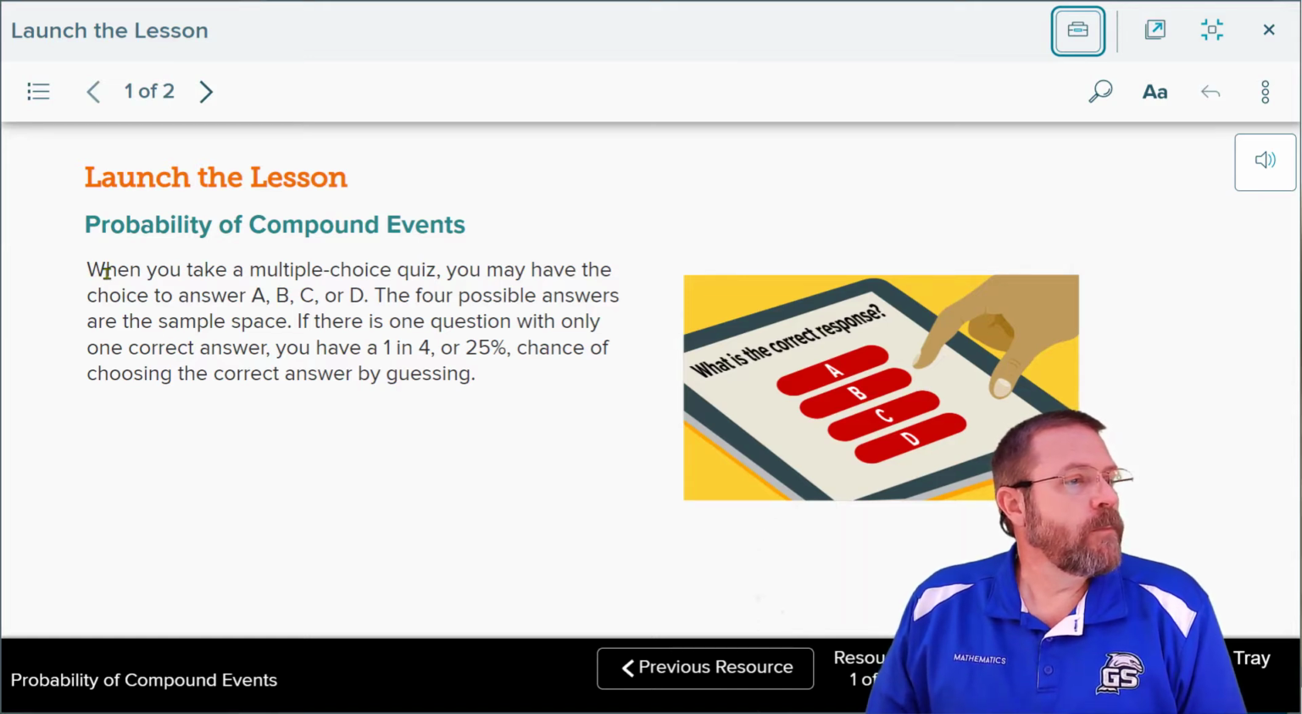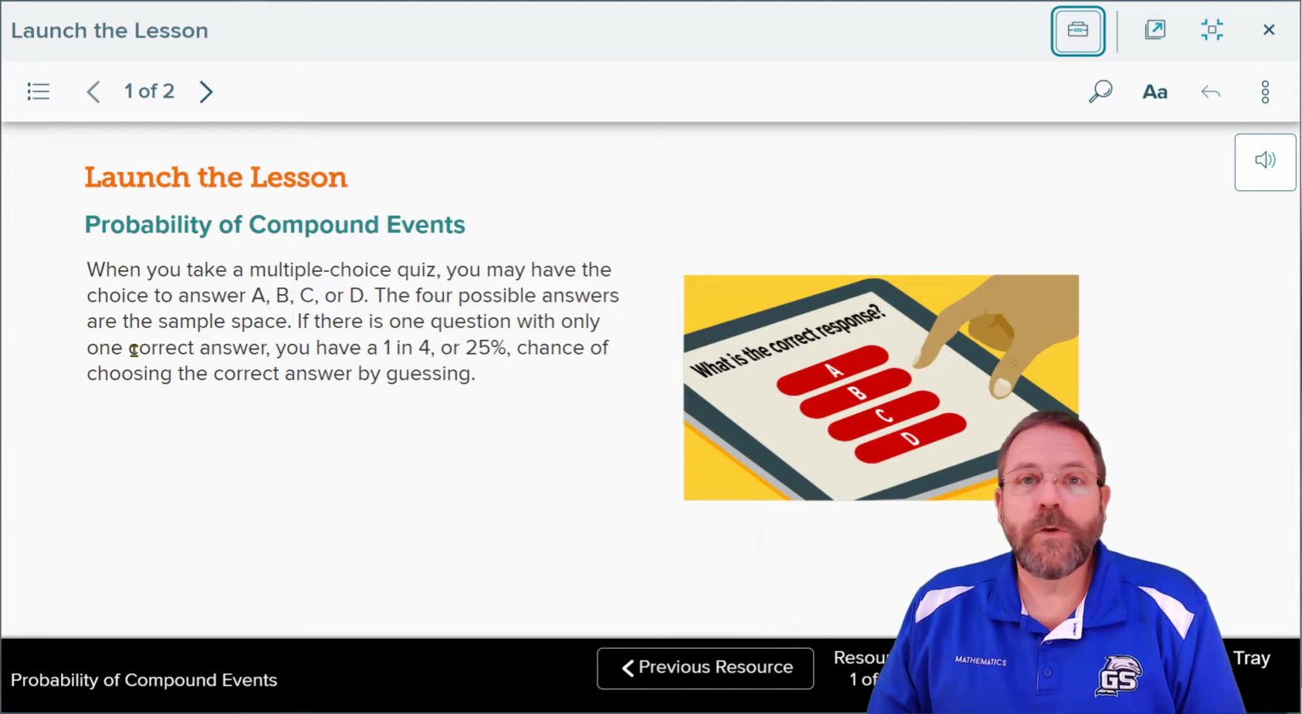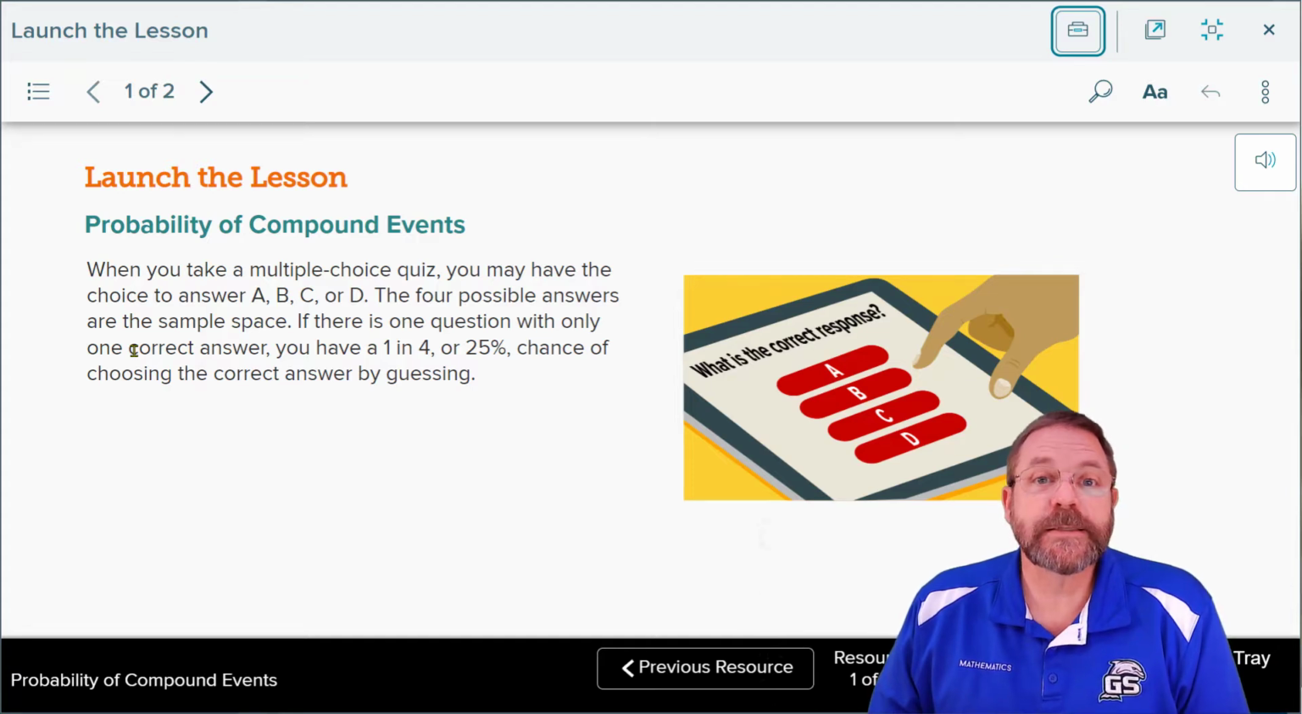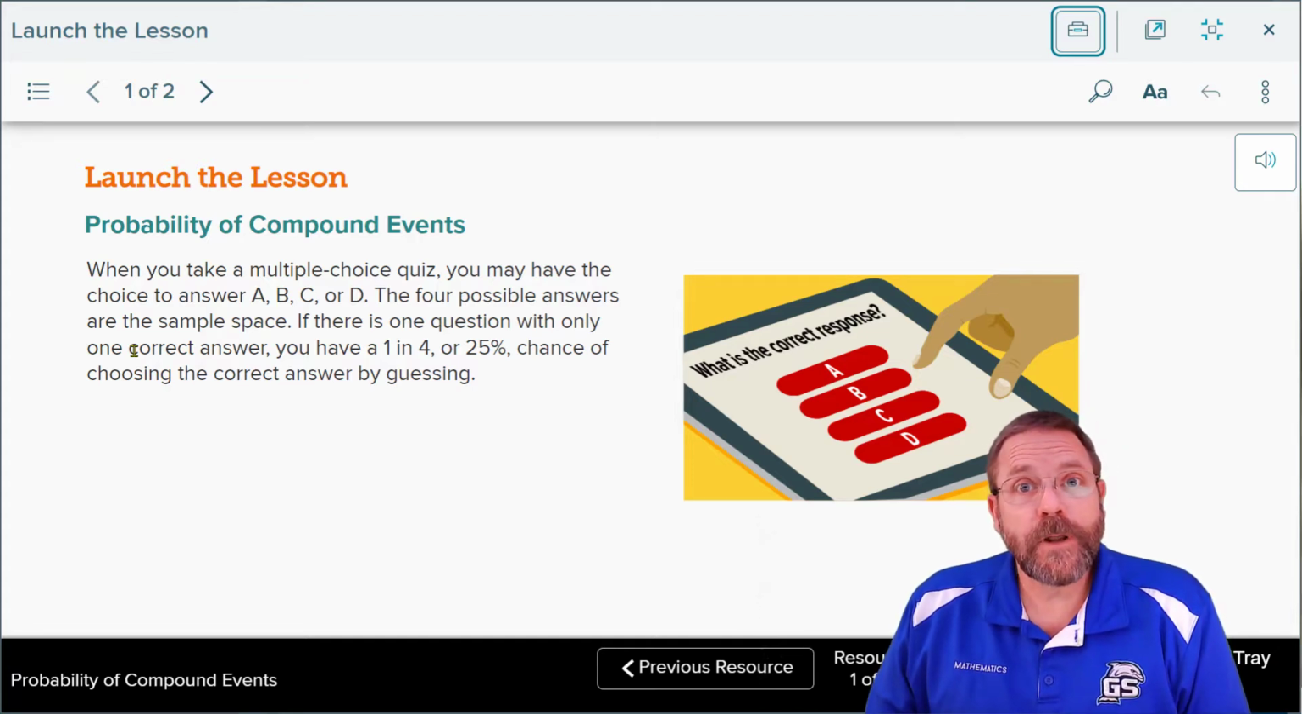When you take a multiple choice quiz, you may have choices to answer A, B, C, or D. The 4 possible answers are the sample space. If there is one question with only one correct answer, you have a 1 in 4 chance, also known as 25%, of choosing the correct answer when just guessing. That's not very good odds, is it? It's always better to study for that test.